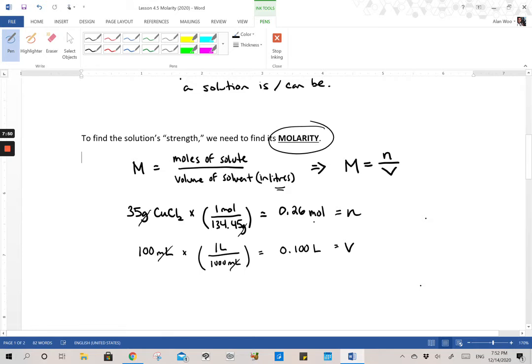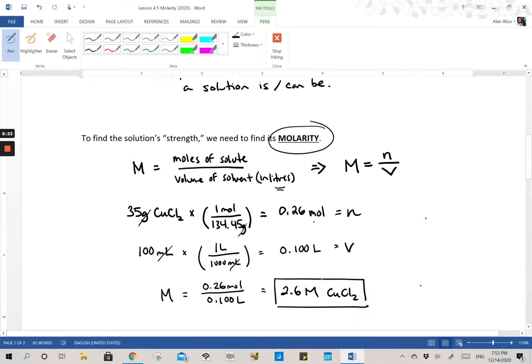So to find the molarity of the substance, I put it into the molarity formula. So it would be 0.26 moles over 0.100 liters, and that comes out to be 2.6 molarity of CuCl2.